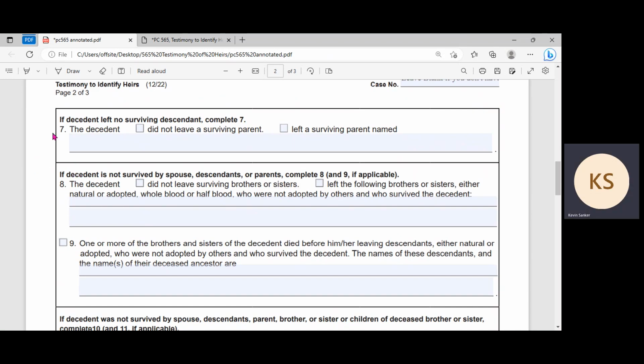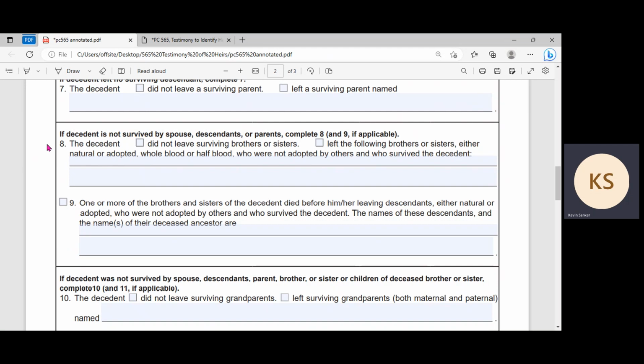If decedent left no surviving descendants, complete 7. So this may not apply to your situation, so you may just leave this blank. But if it does, you'll check the appropriate box. The decedent did not leave surviving parents or left a surviving parent named. And again, broadly speaking, this is trying to figure out who is entitled or has an interest in the decedent's estate.